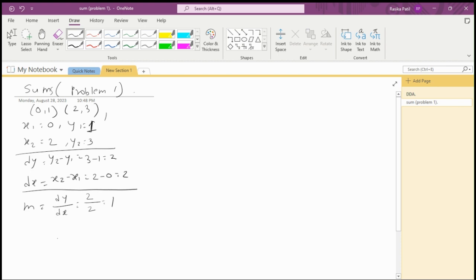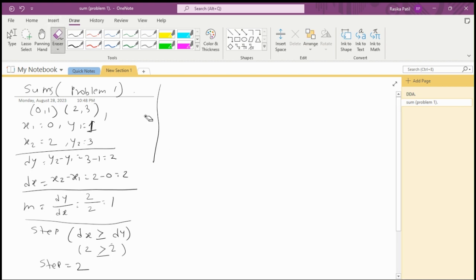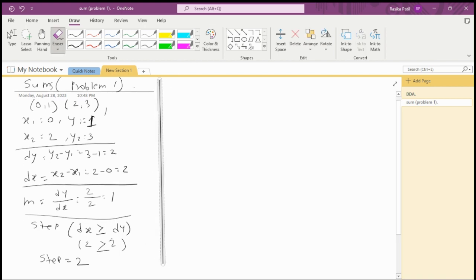The next step is to calculate the length. Here we will check whether dx is greater than or equal to dy. What is our dx? dx is 2. And what is our dy? dy is 2. So dx is greater than or equal to dy, 2 is greater than or equal to 2, right? So here our step is equal to 2, which means the total steps required to solve our problem is 2.